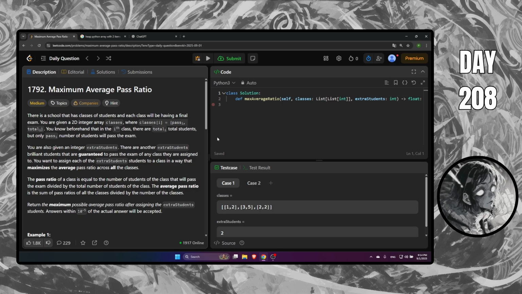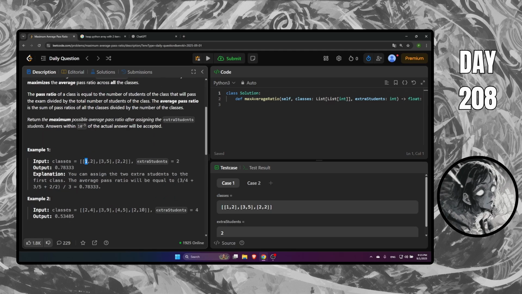So we're gonna do this medium one. It's the daily one, Maximum Average Pass Ratio. There is a school that has classes of students, and each class will be having a final exam. You were given an integer array classes, where classes[i] = [pass_i, total_i]. You know beforehand that in the ith class there are total_i students, but only pass_i students will pass this exam.